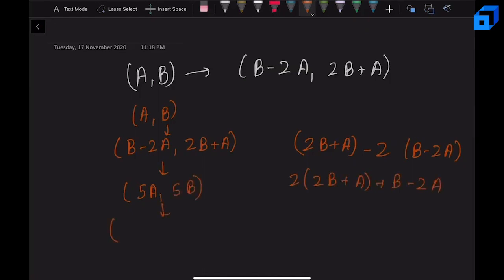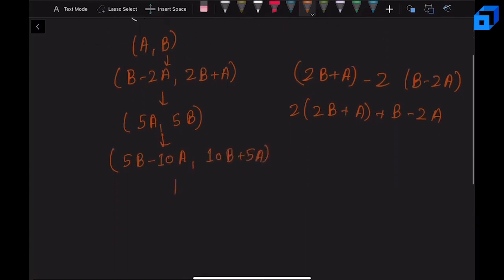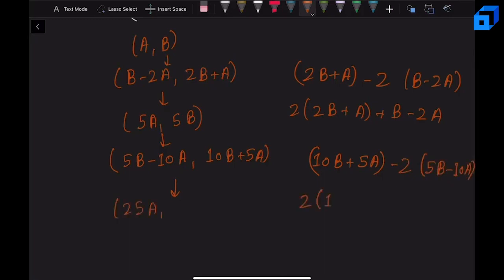Again we do an operation, the value will be B minus 2A, which will be 5B minus 10A, and 2B plus A, which will be 10B plus 5A. Now again we do an operation, the value will change to B minus 2A, where B is 10B plus 5A, minus 2 into A, where A is 5B minus 10A. So this will be 25A, and the value of B will be 2 into B plus A, where B is 10B plus 5A, plus A, and A is 5B minus 10A. So this will be 25B. You can notice that after every two operations, the value of (A, B) changes to (5A, 5B). So from (A, B) we get (5A, 5B). Again when we do two operations, we get (25A, 25B), and so on.